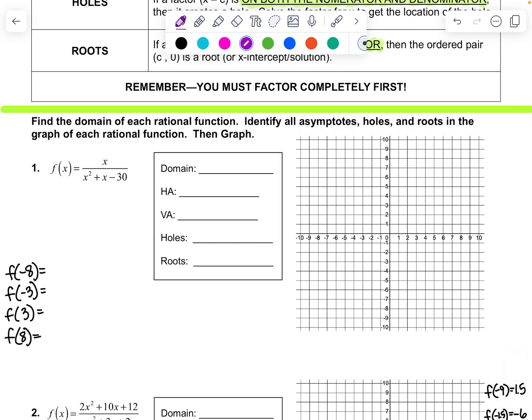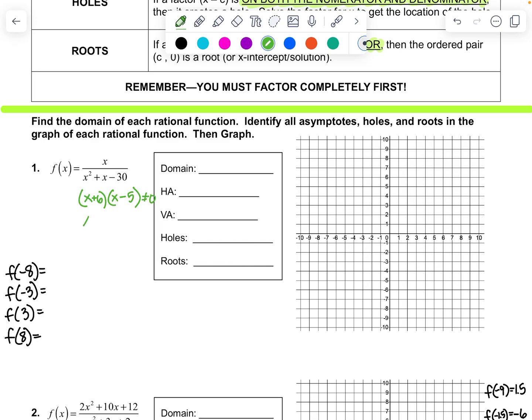So I want to identify all my information and then we will go on to graphing it. To determine our domain, we want to make sure that we factor our denominator and find our domain restrictions. I'm going to go through this part a little quickly just because we've been factoring quite a bit. Numbers that multiply to negative 30 but add to 1. So I know I'm going to want a positive 6 and a negative 5.